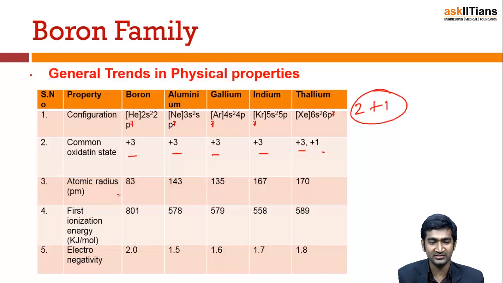Here is the atomic radius trend. Obviously, if I move down the group, it will increase. But here is an exception. Then, the first ionization enthalpy. Obviously, the larger the size, the smaller it will be. So it will go like this. Electronegativity, again, depends on size.